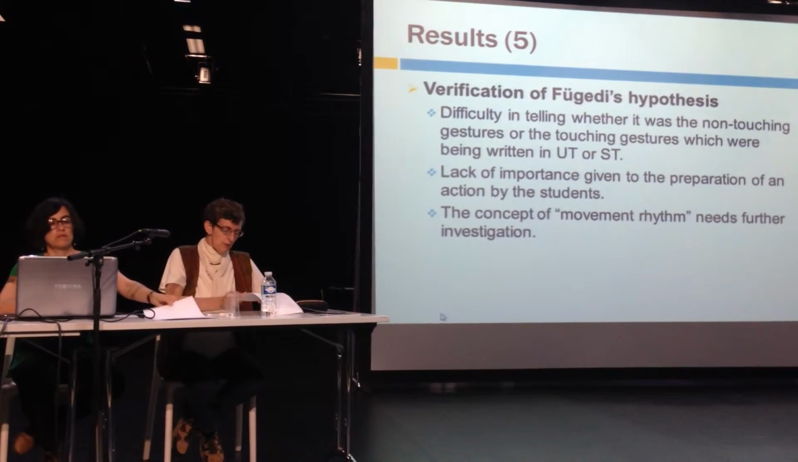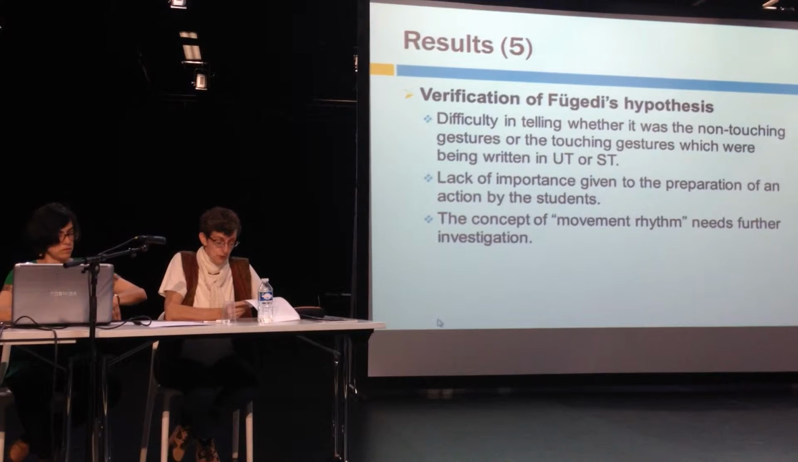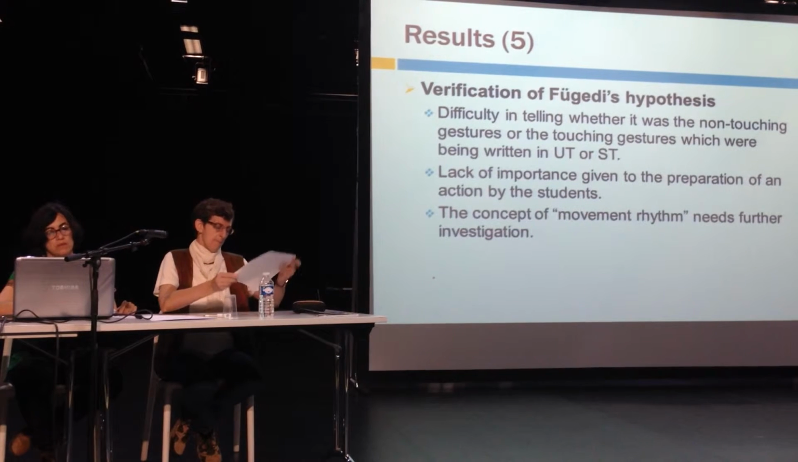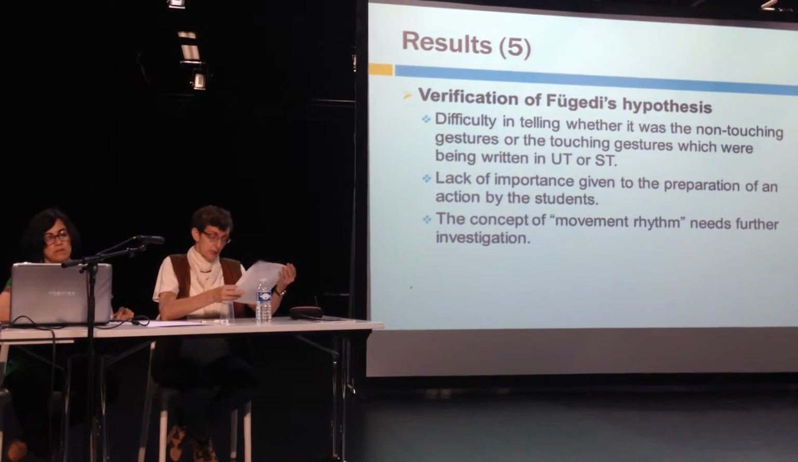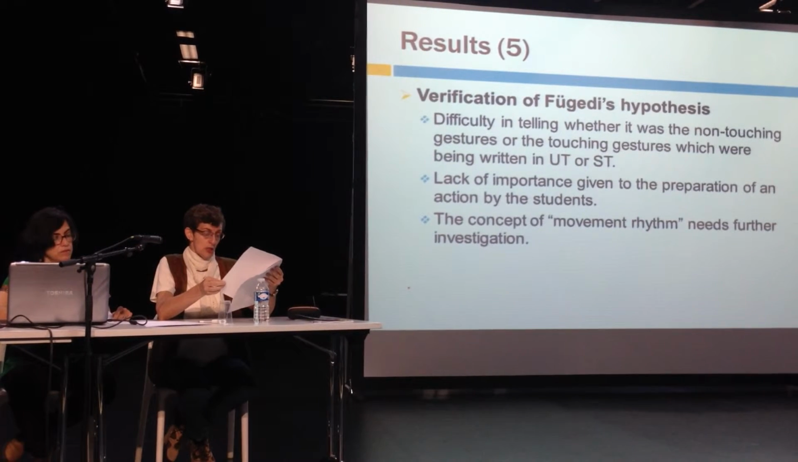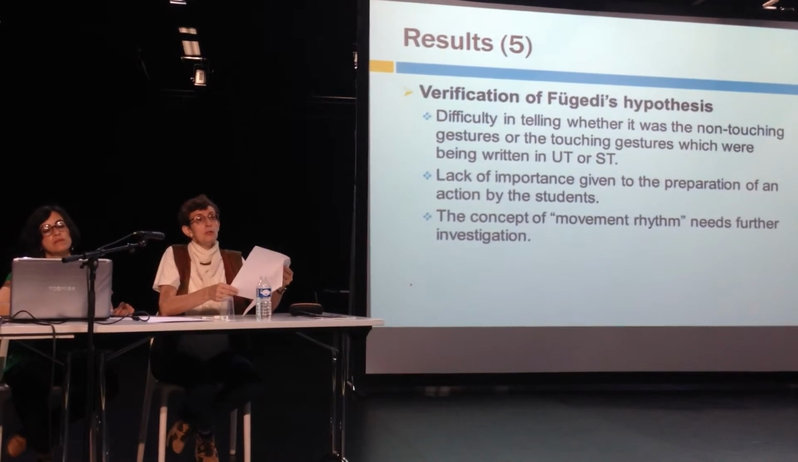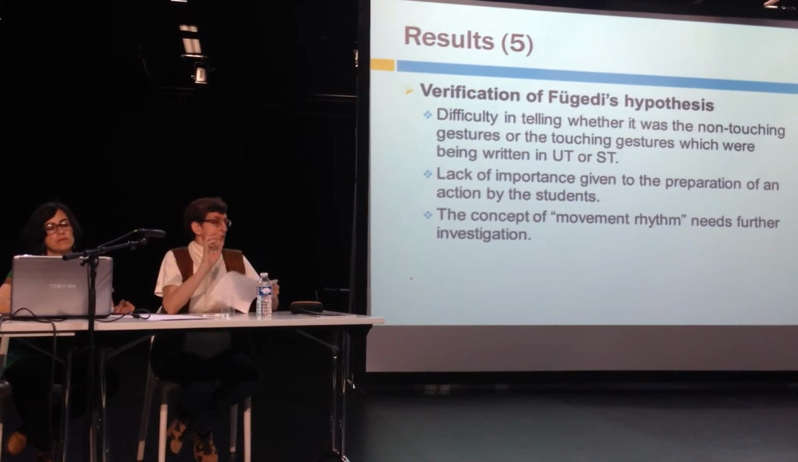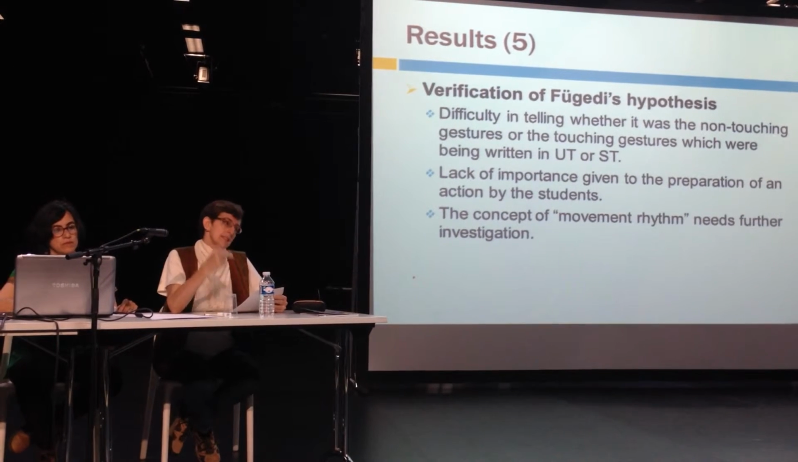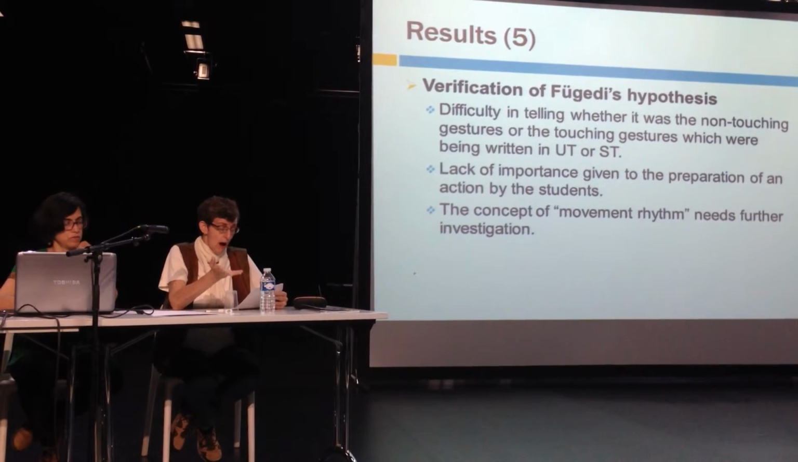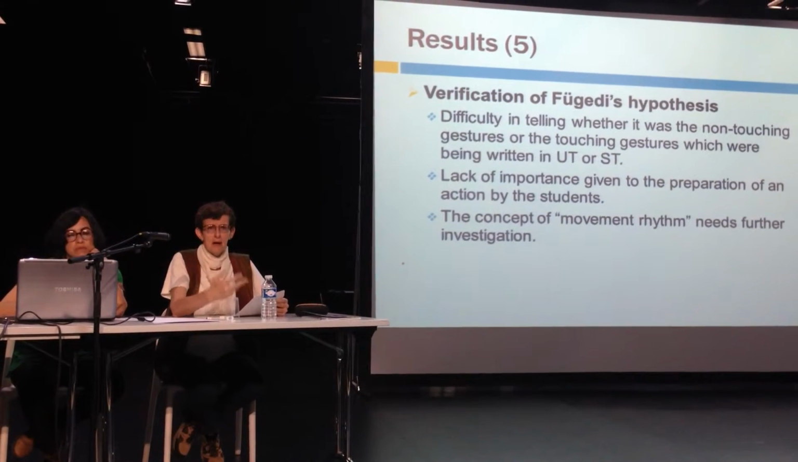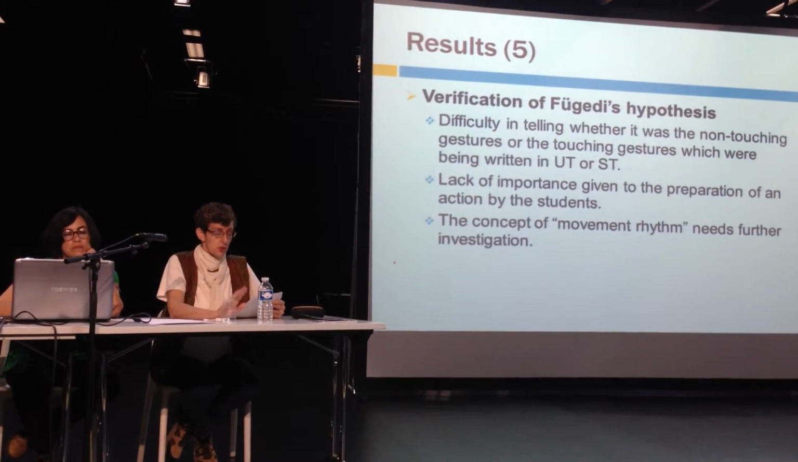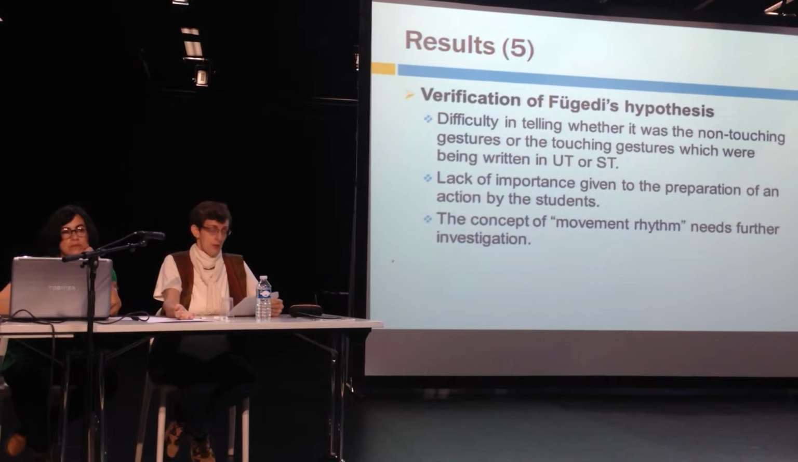5. With regard to verifying Fuggetti's hypothesis, we have to admit we noticed several issues which did not allow us to do so. A. Due to the way the survey was designed, it was difficult to tell whether it was the non-touching or the touching gestures which were being written in UT or ST. The reason for this was that the same marker, an arrow, was used in the same column, the leg gesture column or the arm column. So, if the hypothesis is to be verified, we suggest leaving the arrow for the non-touching gestures and adding a different marker for the contacts.